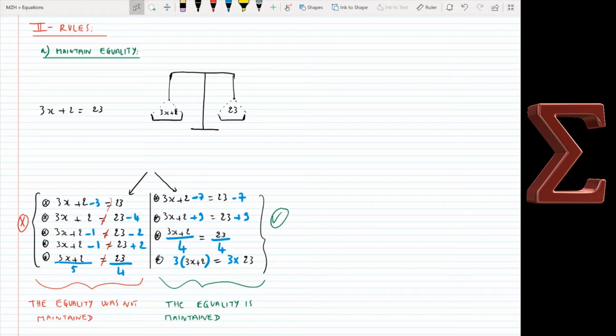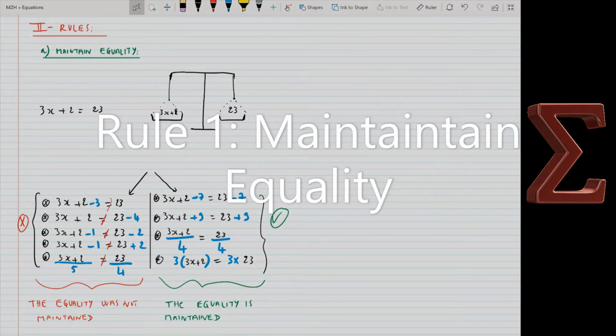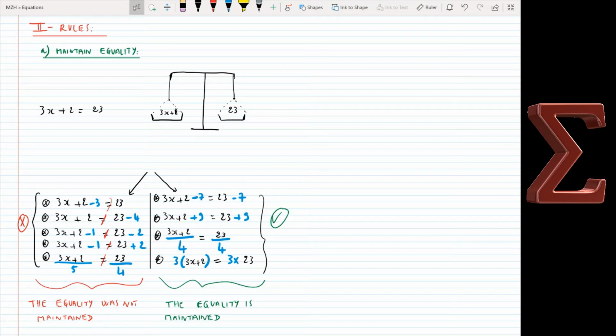Now I will go over 3 rules that will help you solve first degree equations with one unknown. The first important rule is to maintain equality. For this, I would like you to have a mental model of an equation, and this mental model is the one of a balance. When we're asked to solve an equation written as 3x plus 2 equals 23, keep in mind the model of a balance. In solving an equation, we have on one side of the balance 3x plus 2, and on the other side 23. And it's important to maintain this balance, and I'll come to that in a second.